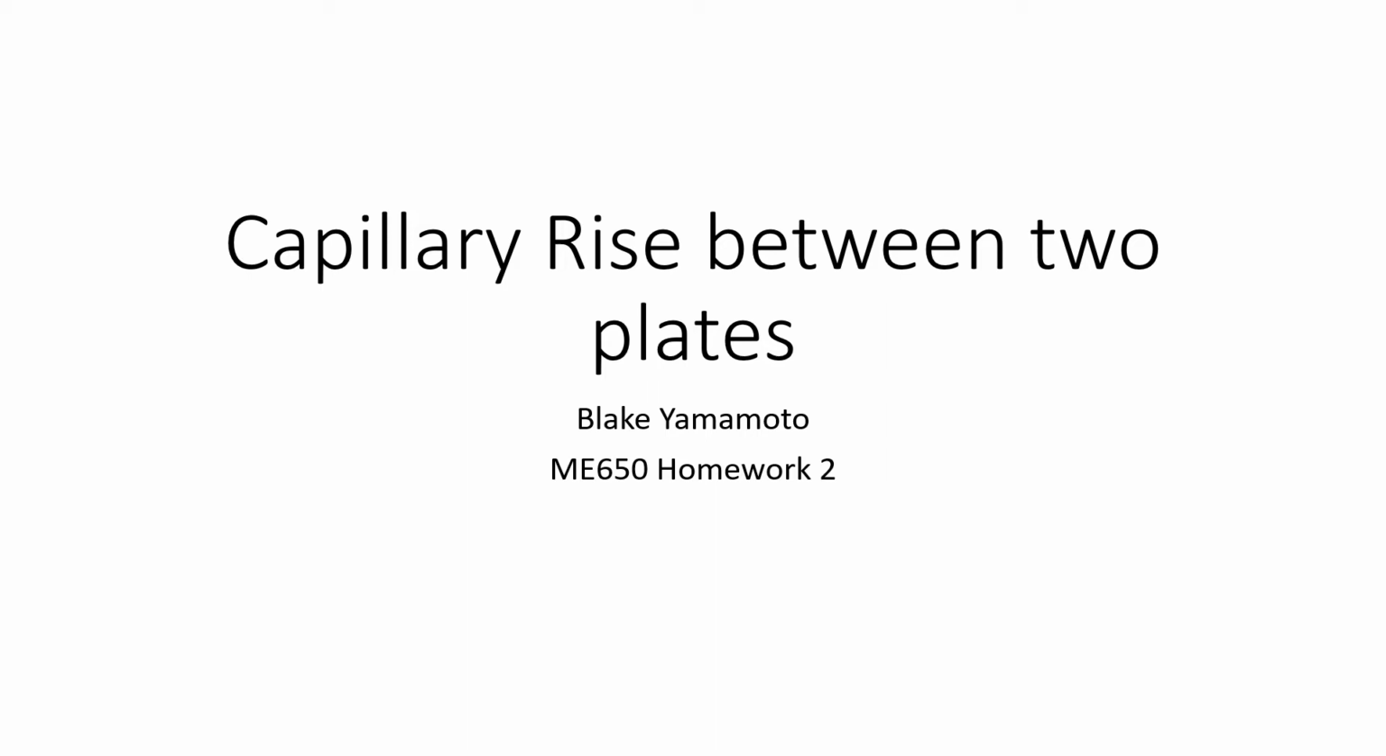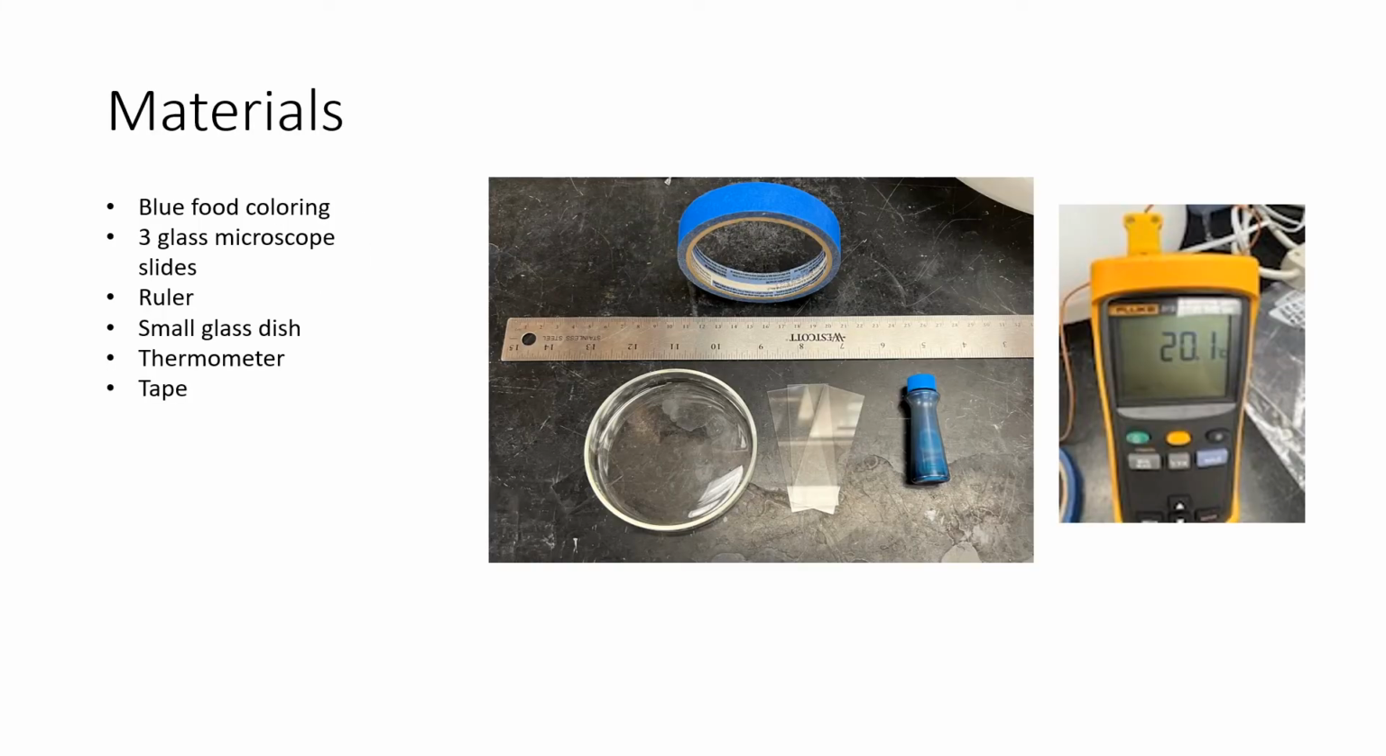Hi everyone. So today we're going to be looking at the capillary rise between two vertical plates when we stick them in water, and we're going to change the temperature and see how that affects the rise. So the materials that we're going to be using for this experiment are some blue food coloring, 3 glass microscope slides, a ruler, a small glass dish, a thermometer, and some blue painter's tape.